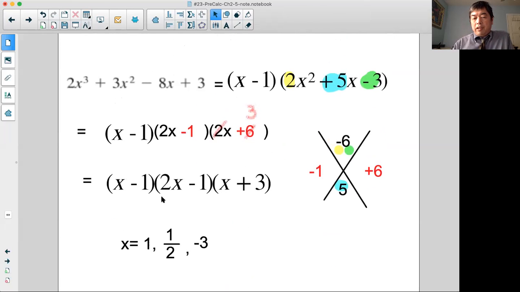So this is the process you have to do. Create the factor, set this equal to this factor, and you plug in the number that, inside the parenthesis, becomes 0. Okay, I hope you understand.